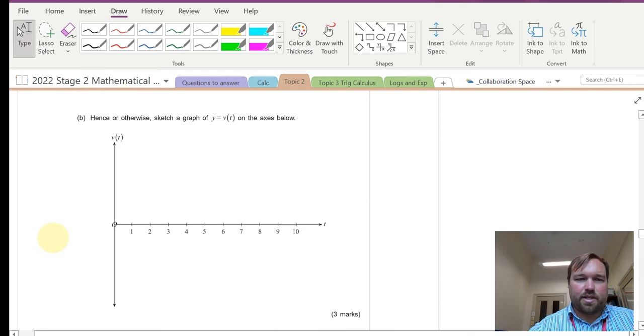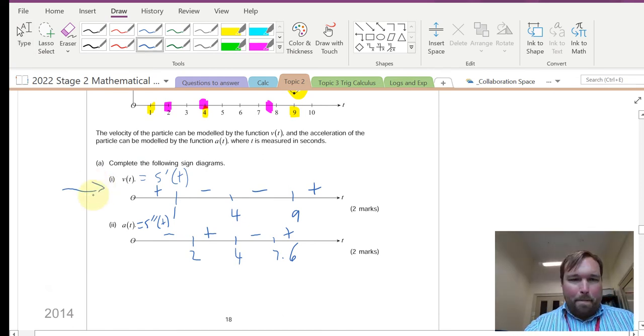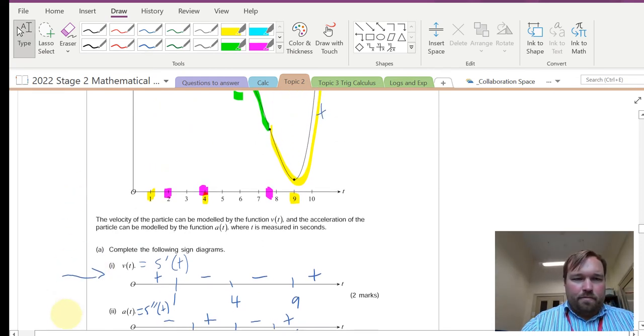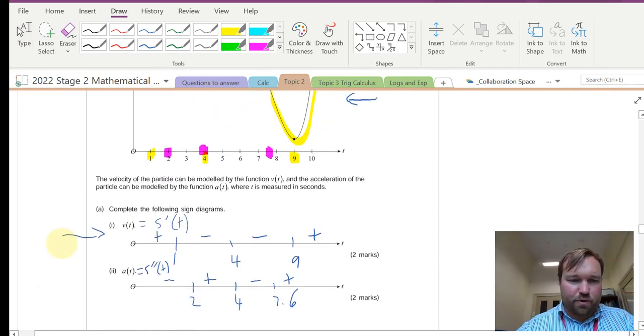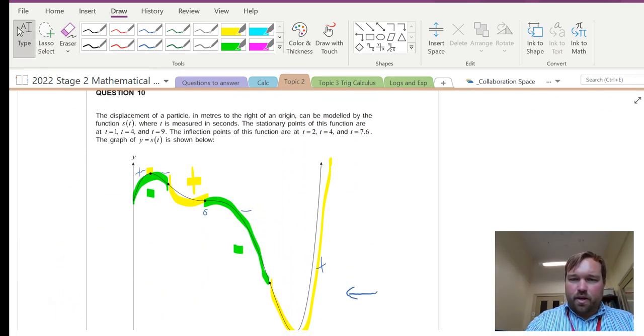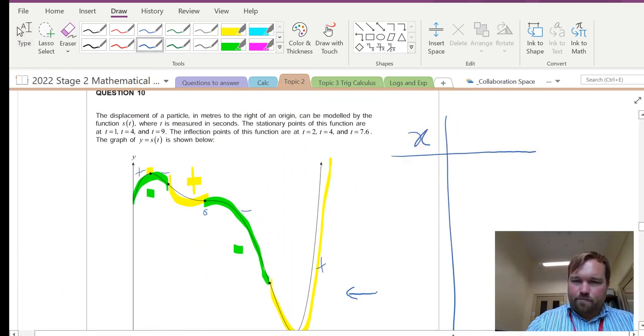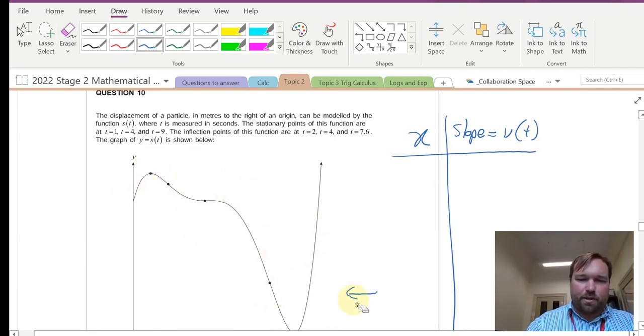Hence, otherwise, sketch the graph of v(t). So v(t) is this one here, which can also be found by doing the slope of this. I would be estimating these different x values, and the slope is going to be the velocity. So the slope of this function here will be the velocity of that particle.